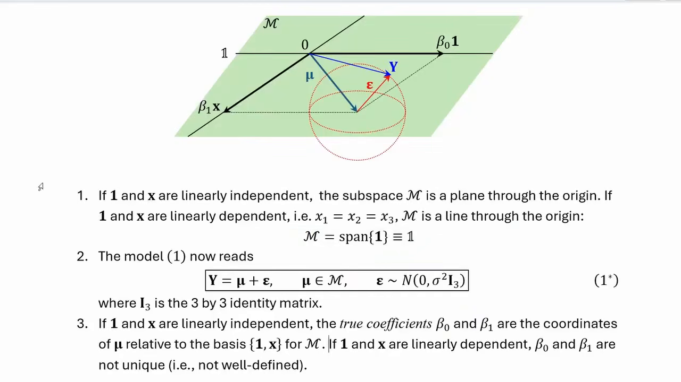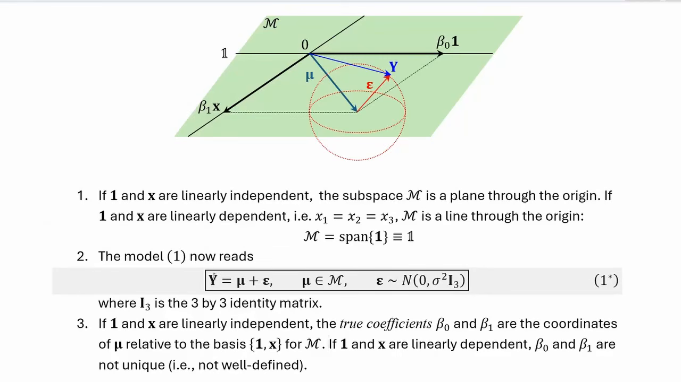So here are a few key observations from this diagram. If 1 and x are linearly independent, the subspace M is a plane through the origin. If 1 and x are linearly dependent, namely if x1, x2, and x3 are equal, then M collapses to a line through the origin. That is, M is equal to the span of 1, which we denote as this double strike 1. So the original model 1 now reads in vector form, big Y equals mu plus epsilon.